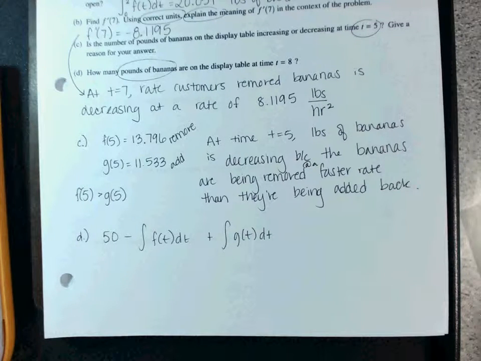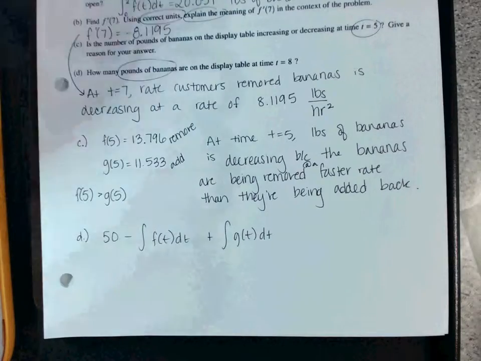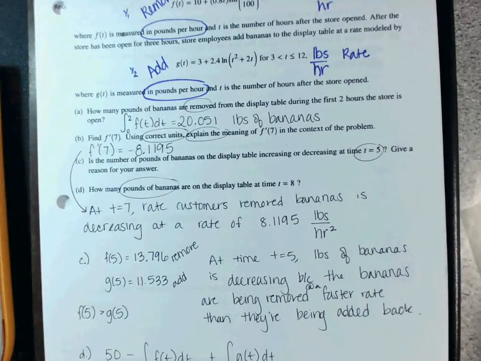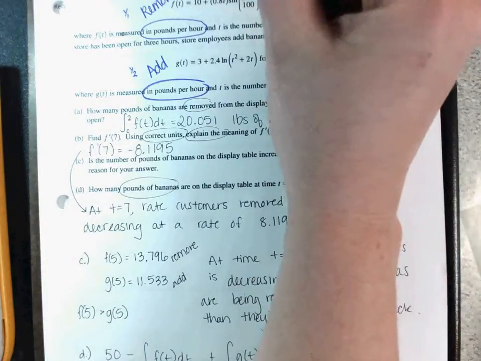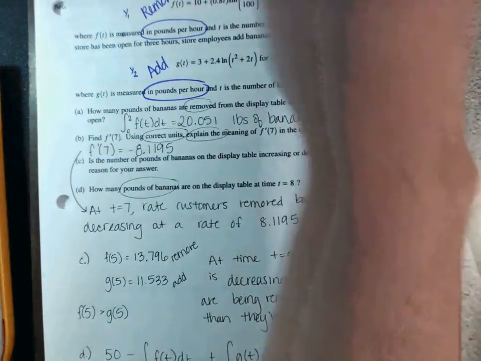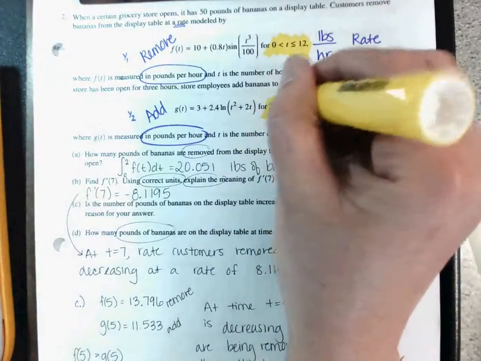you got it wrong. So I'm going to give you a second to try to figure out why. Go back and reread the question. They should not both be 0 to 8. Okay, what does it say? After 3 hours, the store employees started adding the bananas back. So were they adding the bananas back the whole time? No, and look at your domains here. When did the customers start removing? At 0. When did the employees start adding them back? Not till 3.